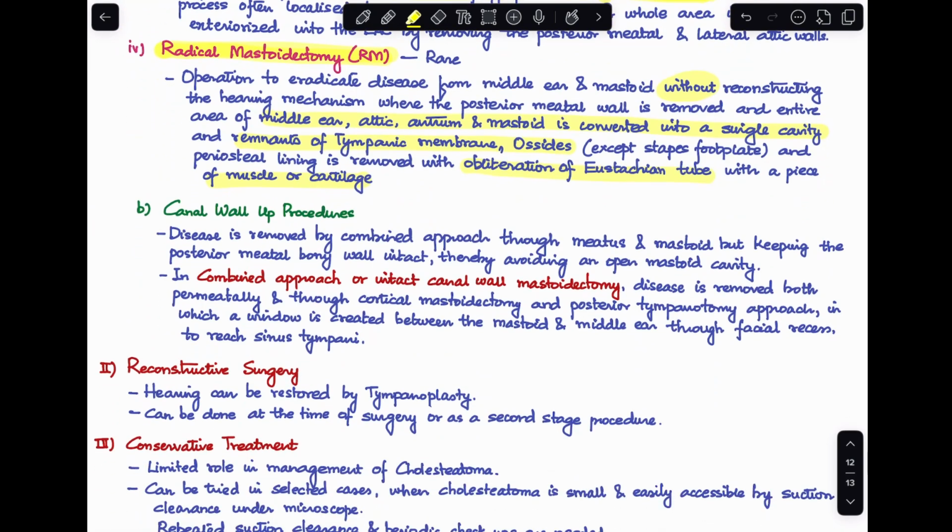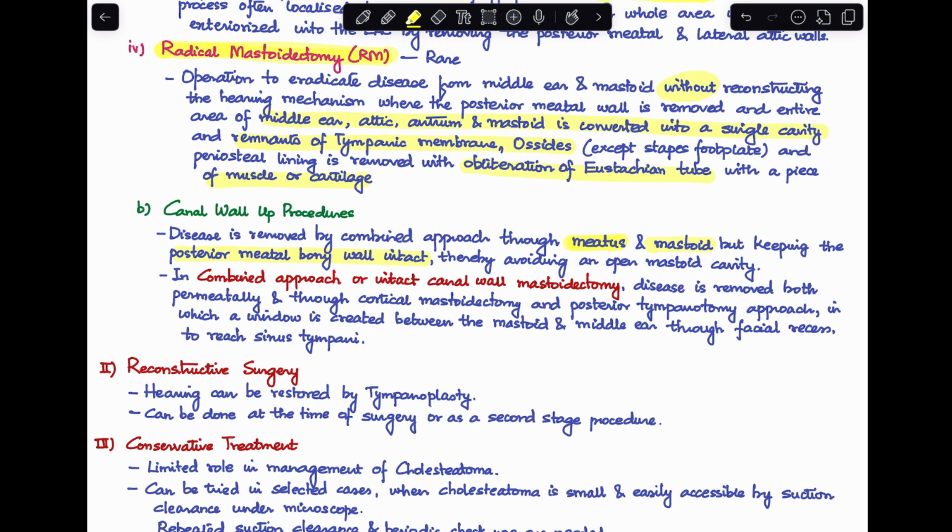Next comes the canal wall up procedure. Here what we do is we try to remove the disease by a combined approach through both the external auditory canal and the mastoid, but we try to keep the posterior bony meatal wall intact. So basically what we are trying to do here is avoid an open mastoid cavity. We try to approach the ear both through the mastoid as well as the external auditory canal.